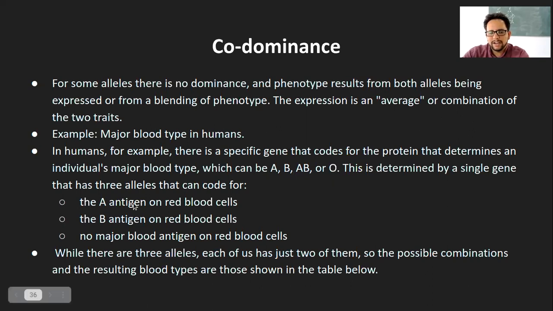So if A antigen is present on the RBCs, it is a type A blood group. If B antigen is present on the blood cell, that is type B blood group. If there is no antigen present on the red blood cell, it is O blood group. And if both are present, that is A as well as B, it is AB blood group. So that way, this is the example of codominance.